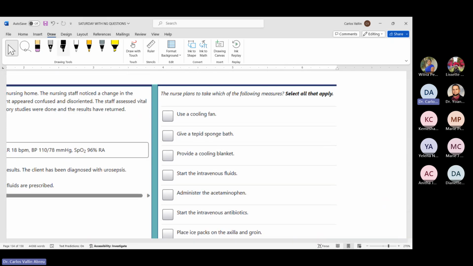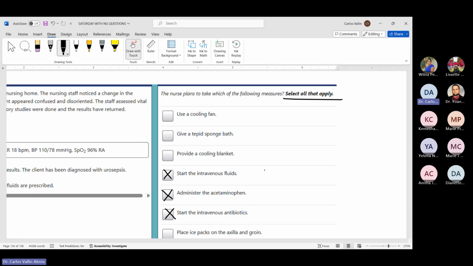So based on our knowledge, let's select the ones that we are absolutely sure of. Start the IV fluid, we are absolutely sure. Administer acetaminophen, we are absolutely sure it is indicated for this client, and start the antibiotics, absolutely sure. So let's go to the ways of lowering the temperature of this client.